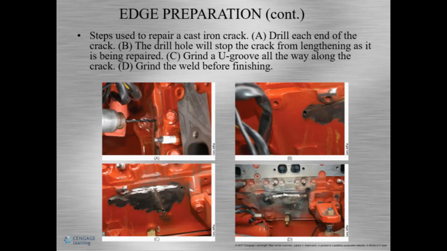So once we grind out the crack, we can weld it. And after it's welded, then we can grind the weld flush. Okay? This is edge preparation. We're beveling or grooving that area so that we can put material in it and make sure that it is sound.